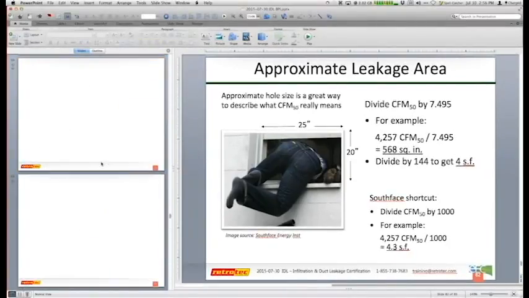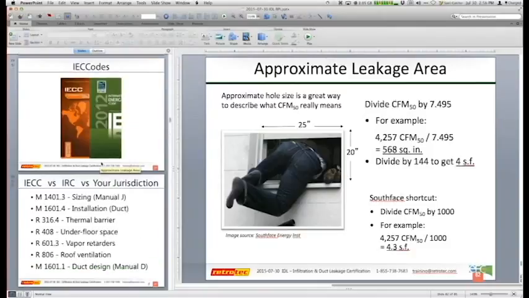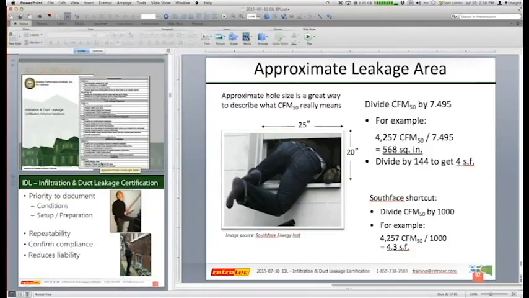Oh, I thought I had a thanks for coming slide. Maybe it's hidden. So that's kind of my overview. I will go back up, as I promised, to give you Matt's information.